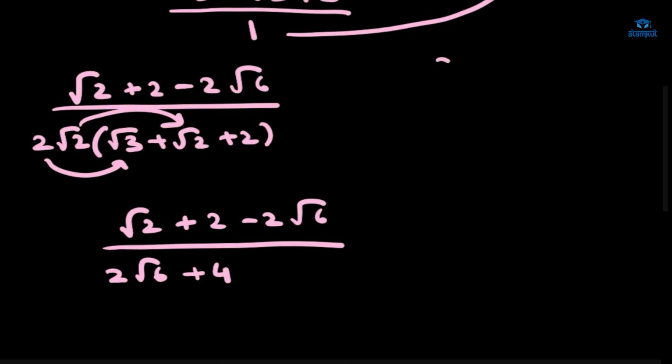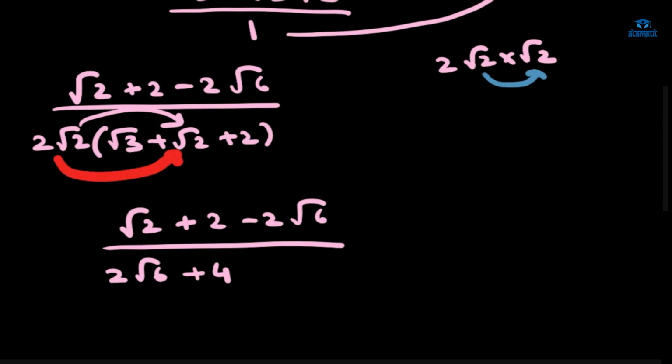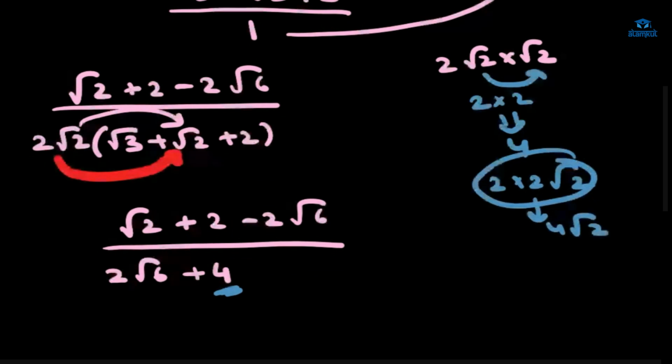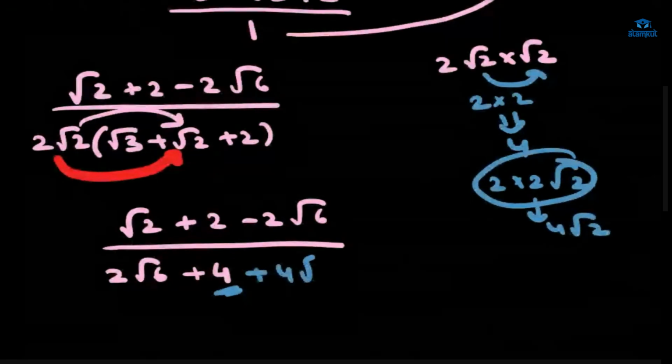Okay. See, 2 root 2 into root 2, this is only here, na? So what I'm writing for this: root 2 into root 2 will give us 2, and 2 into 2 will give us 4. This is what I have written. Fine. Now the third thing that is there, 2 into 2 root 2, which will give us 4 root 2. Plus 4 root 2. Fine. Now see what is the answer that is there.